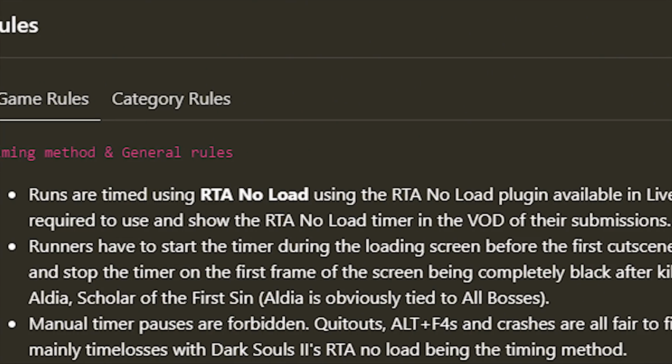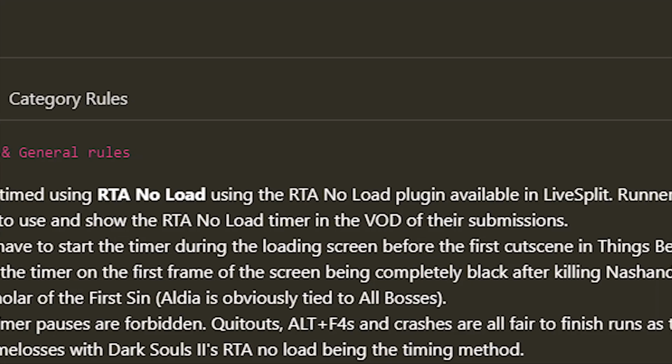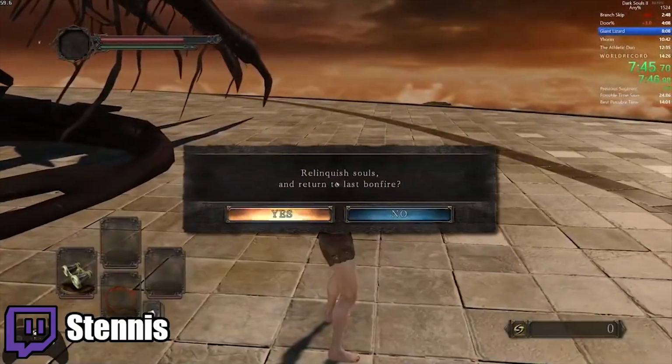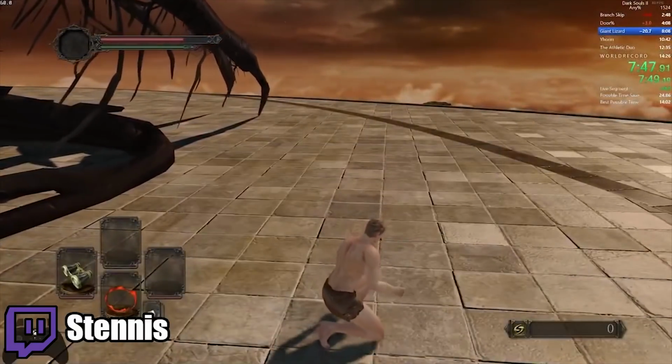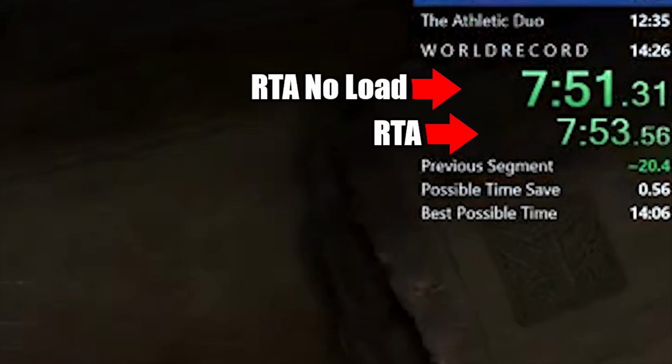To fix this issue, a load removal tool that ran on RTA timing was introduced to create fairness between players running on different hardware. It worked by removing load times automatically from the game to standardize the timing methods, so even if you took a few extra seconds to load a screen, you wouldn't be penalized.